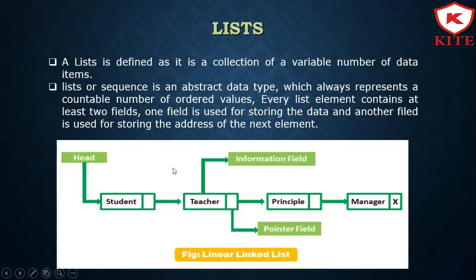Now this figure shows the linear linked list, where the student is the data and the first node is considered the head. The second container contains the address of the next node. Here this cell contains the address of the teacher node. So this is the information field and this is the pointer field.